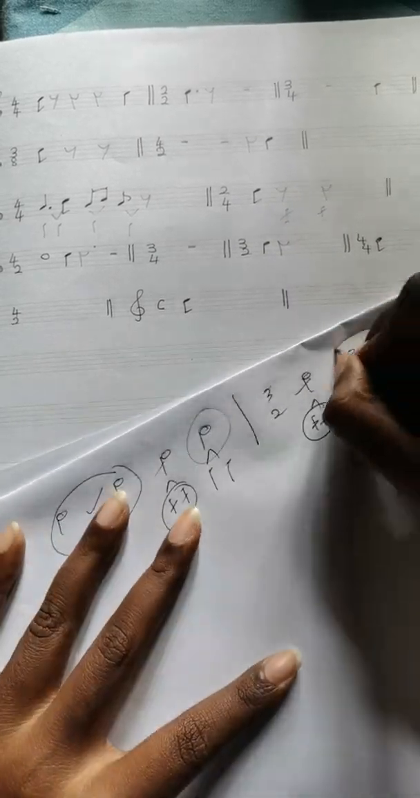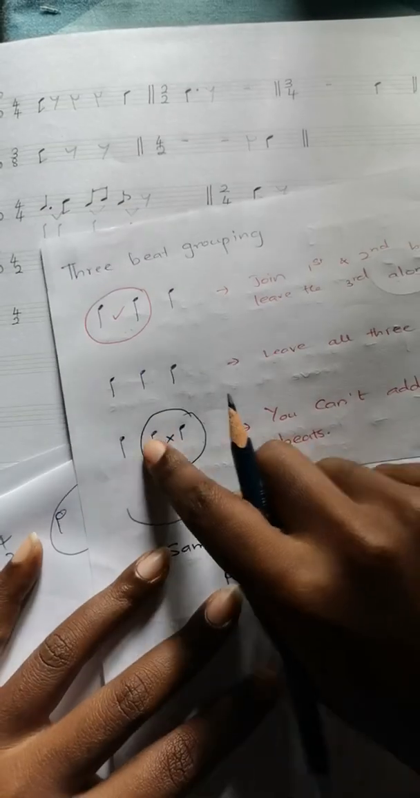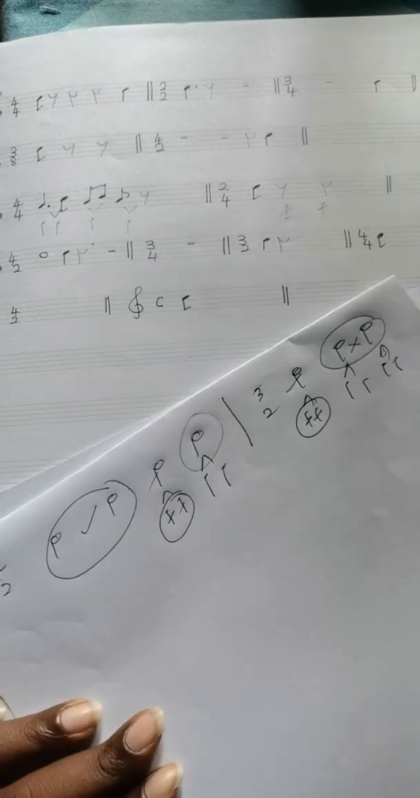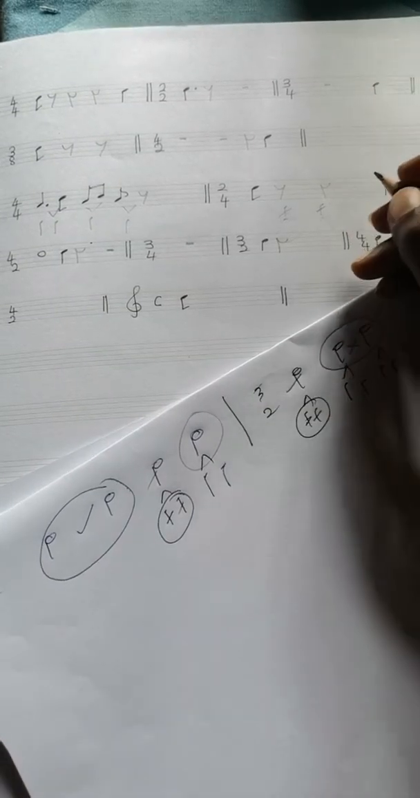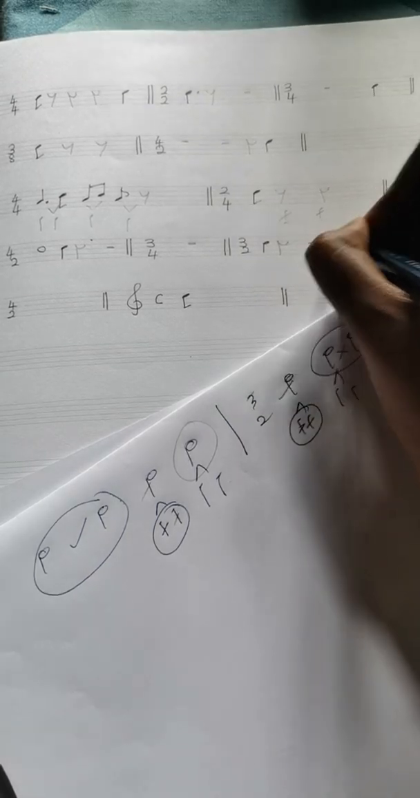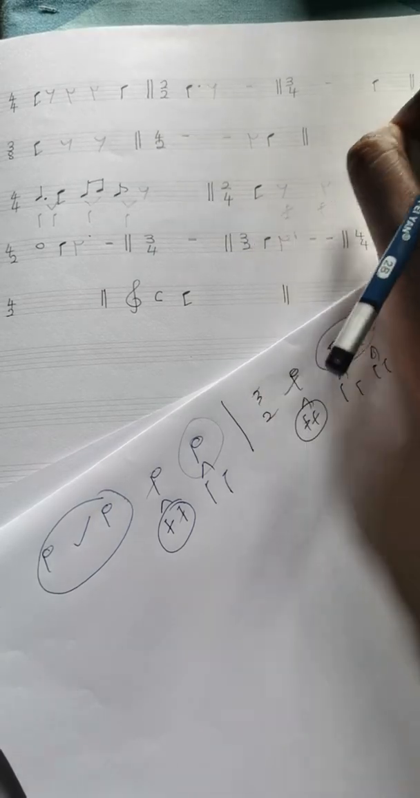And you know, in a 3-beat grouping, you can't add the last 2. Only you can add the first 2. Therefore, the last 2 you can't add. You must write them as 2 separate minim beats.